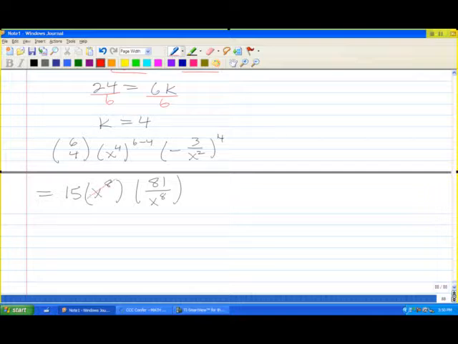The x to the eighths cancel. And so you just get 81 times 15, 1,215. And so if I look at this expansion, one of the terms in this binomial expansion is just the pure number 1,215.